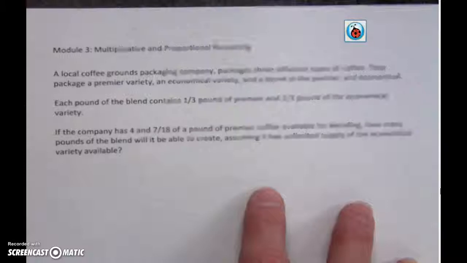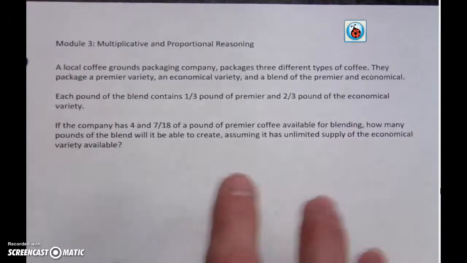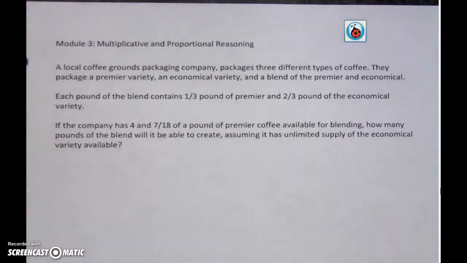So we have a local coffee grounds packaging company that packages 3 different types of coffee. They package a premier variety, an economical variety, and a blend of the premier and economical. Each pound of the blend contains 1/3 pound of the premier coffee and 2/3 pound of the economical variety. If the company has 4 7/18 of a pound of premier coffee available for blending, how many pounds of the blend will it be able to create, assuming it has an unlimited supply of the economical variety available?